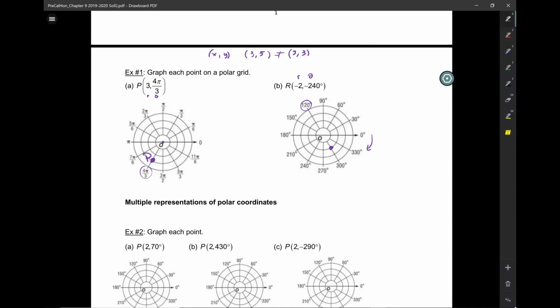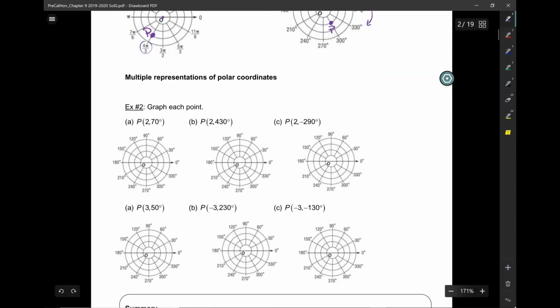Okay? So I go negative 240. I was there. But now it's negative 2. So instead of the ray pointing outward this way, it's got to go here. So if the R is positive but the theta is negative, you don't have to do the opposite ray. If R is negative, you do. So let's say it was 150 and negative 2, it would still be down here. I know, but I'm saying, what if R is positive and theta is negative? Oh, yeah. Correct.